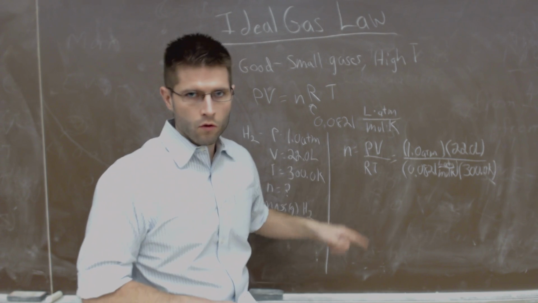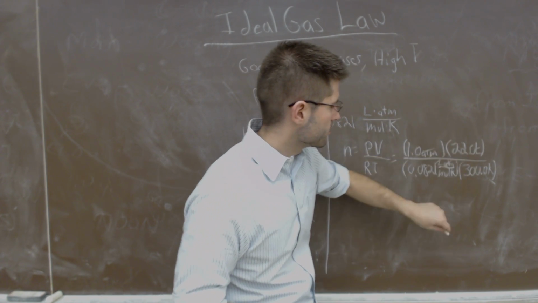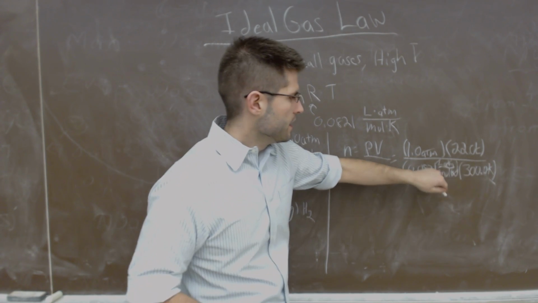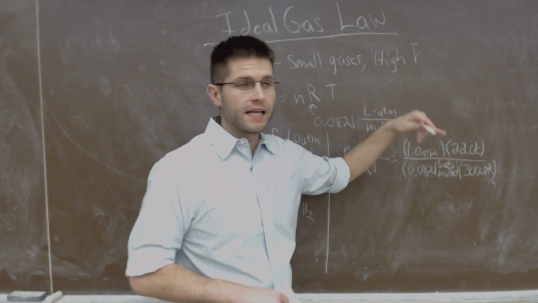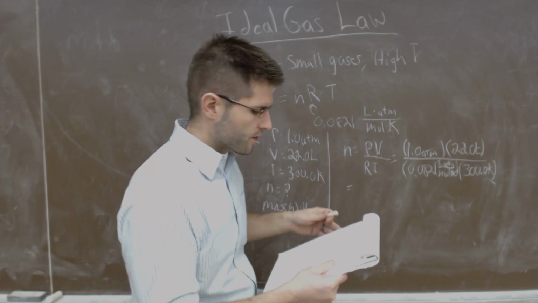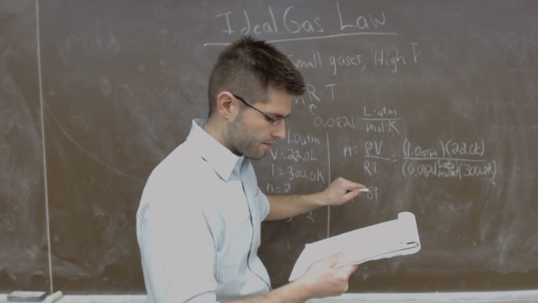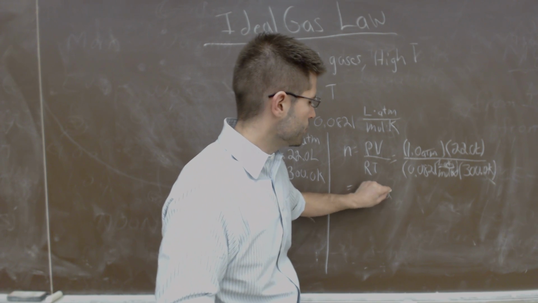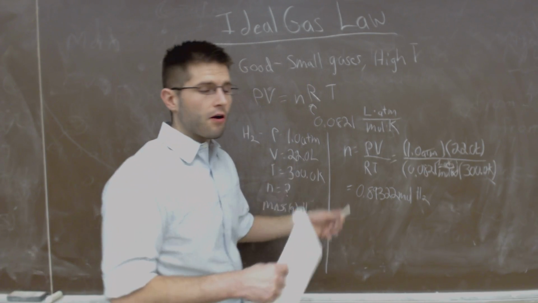We're trying to solve for moles here. So atmospheres are going to cancel, liters are going to cancel, kelvins are going to cancel. The moles is in the denominator of a denominator, which in mathematics means that it flips up to the top. So we have the correct units here. If we solve for this, we end up getting 0.89322 moles of H2. Now that's part of the question.